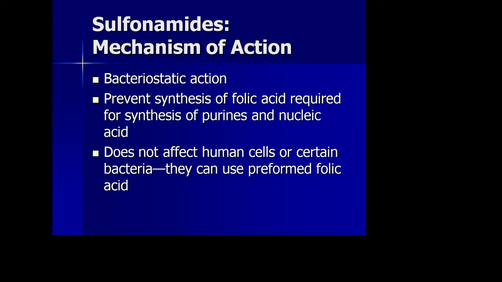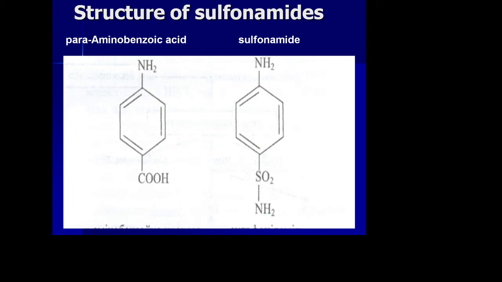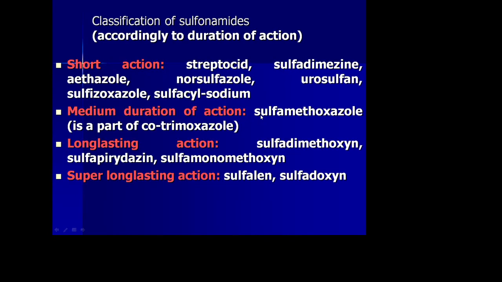So when sulfonamides inhibit folic acid synthesis, the bacterial cell can't survive. So it kills the bacteria. It is a bacteriostatic action. If we talk about the structure of sulfonamide, it includes a para-aminobenzoic acid moiety. Next, the classification of sulfonamides according to duration of action: sulfonamides are classified into four categories: short acting, medium acting, long lasting, and super long lasting action.